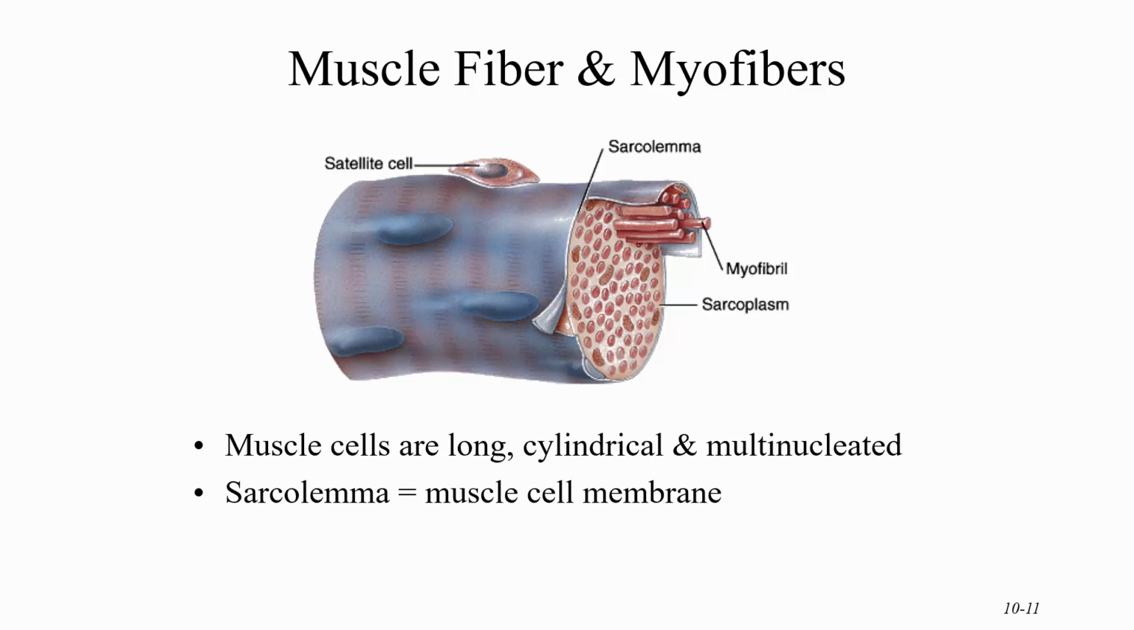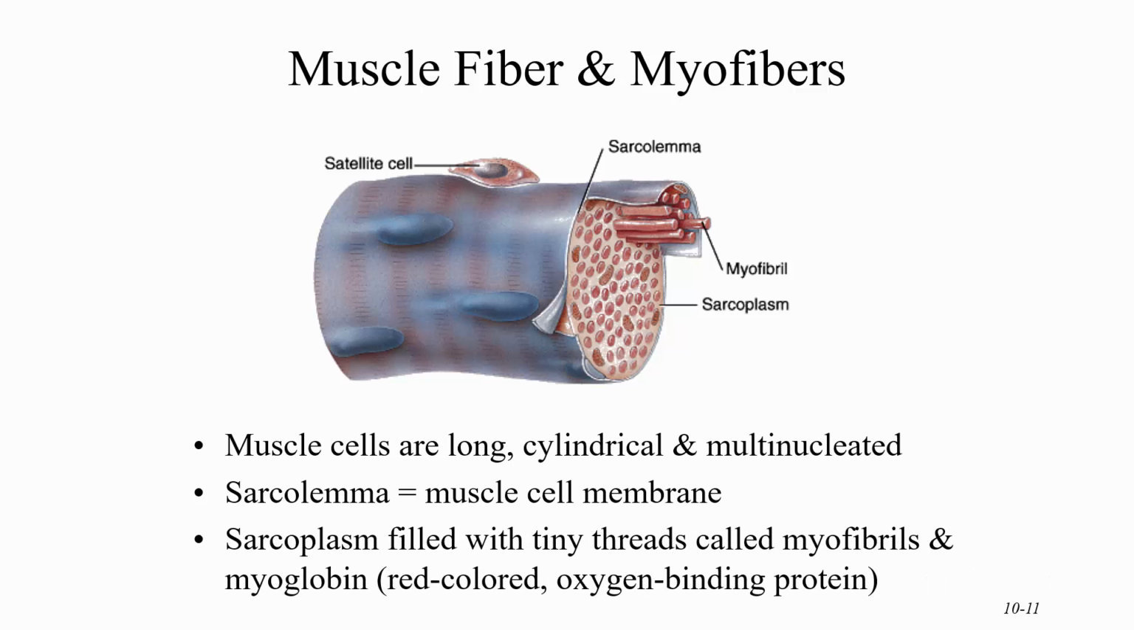What do we call cytoplasm inside of a muscle cell? It's sarcoplasm. Okay. What do we call the mitochondria inside of a muscle cell? Trick question. It's still mitochondria. Sorry about that. Okay, moving on. The sarcoplasm, again, that's the cytoplasm of the muscle cell, is going to be filled with tiny threads called myofibrils and myoglobin.